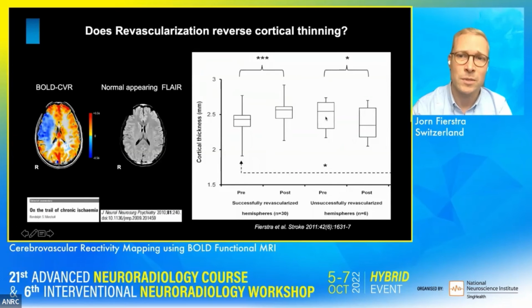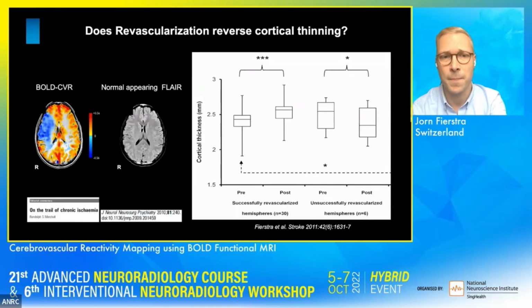And of note, and this is what made our findings a bit more robust, in the patients that received a bypass, but where the bypass occluded or was not successful in providing enough blood flow, so the patient still had impaired CVR postoperatively, the cortical thinning was progressive. It went further.